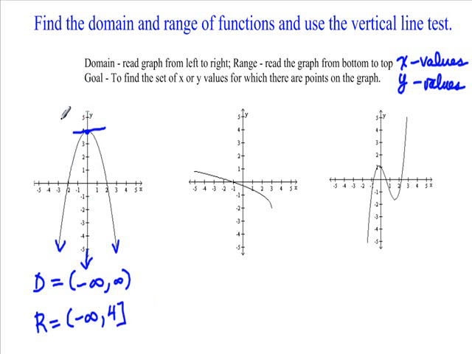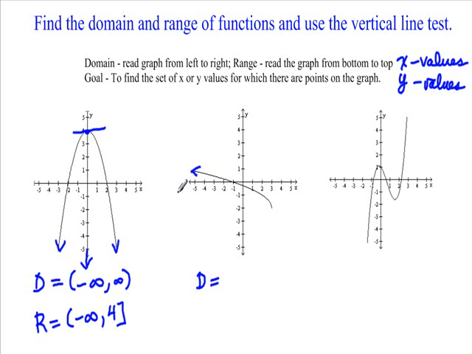Now looking at this next graph, it is a square root function. Again, this extends indefinitely to the left. So we're thinking about the domain of this function. The domain is read from left to right. So what values of x can I grab on the graph? Well, as I go to the left, since this continues indefinitely, every value to the left will have a point that corresponds to it on the graph.